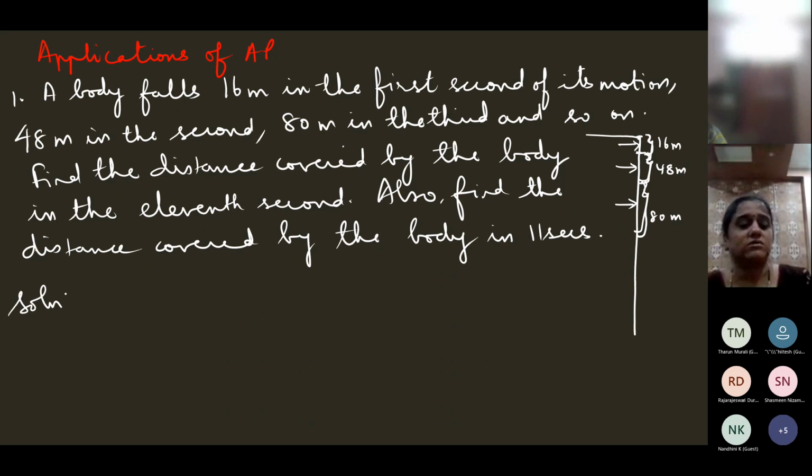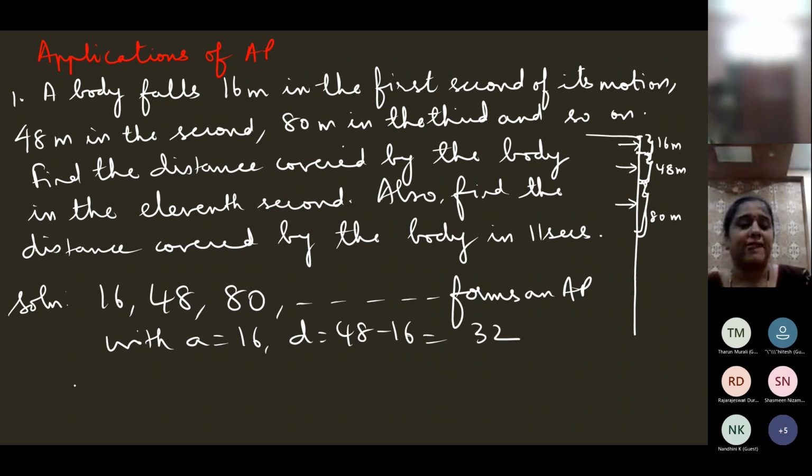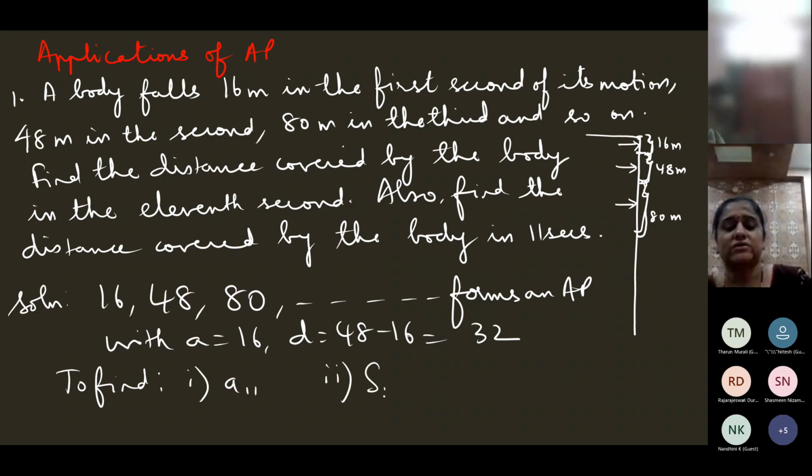So for the solution, please score out the question and write it again, or make changes in the question. So 16, 48, 80, and so on, forms an AP with A equal to 16 and D equal to 48 minus 16, which is 32. So we have to first find A11. For the first one, it is A11. For the second one, it is S11.